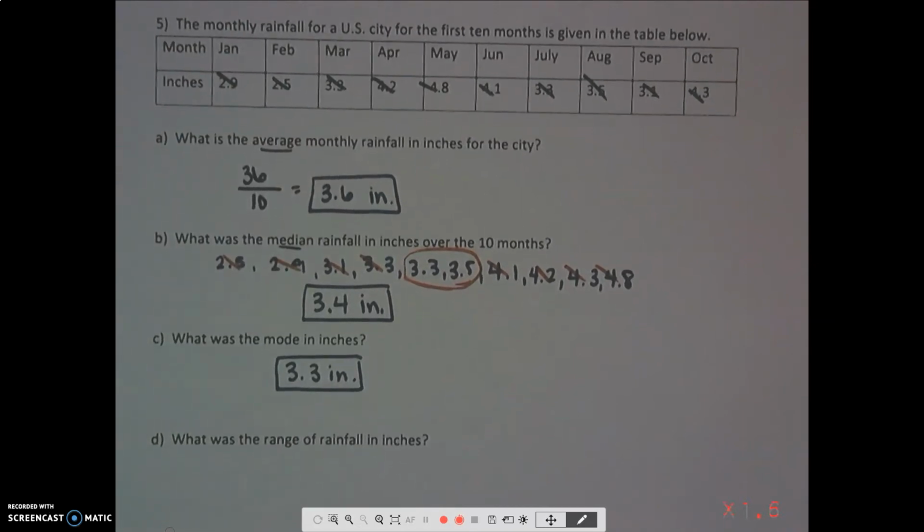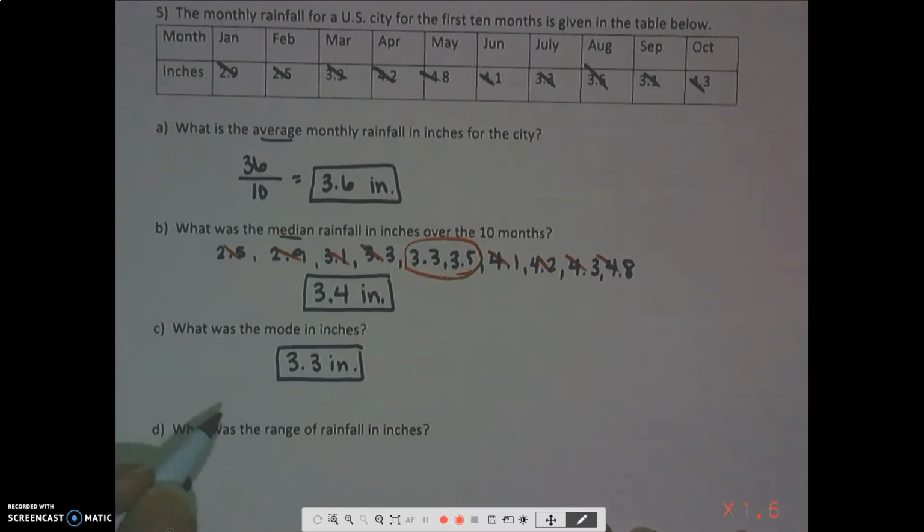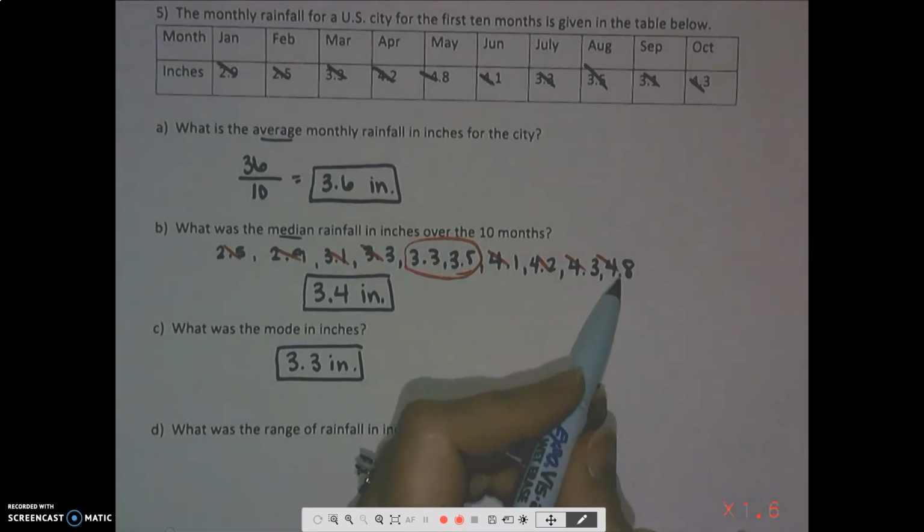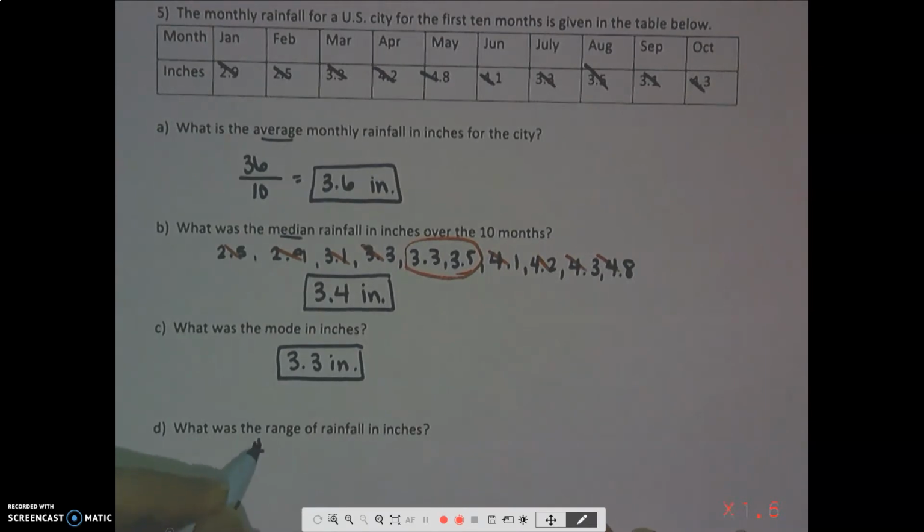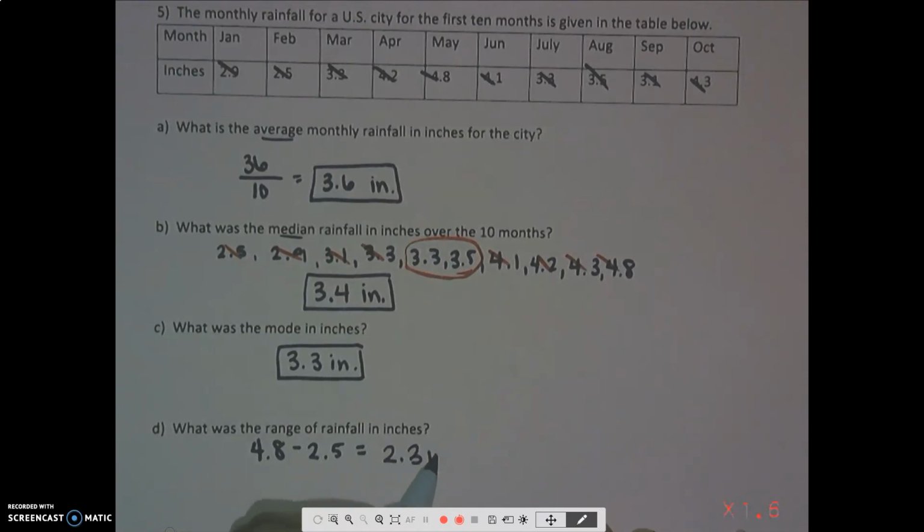And last but not least, it asks us to find the range. So this is where it does come in handy if they are listed from least to greatest, but they don't have to be to find this. So the biggest amount of rainfall in a month was 4.8. And the least amount of rainfall in a month was 2.5. So if we subtract those, we get 2.3 inches.